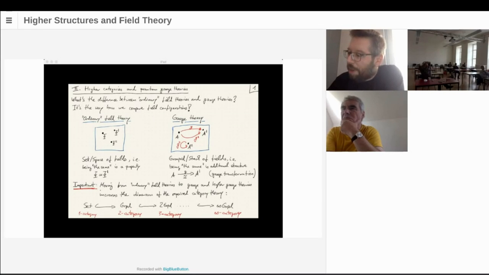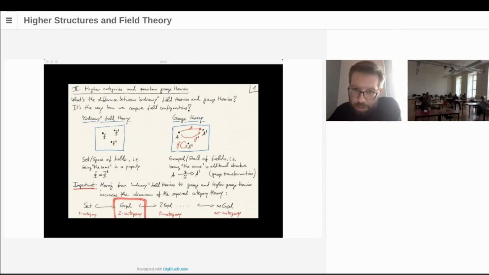So the important thing is that when going from sets to groupoids to higher groupoids, you go up in the categorical ladder. So you get higher categories naturally emerging, because the category of sets is an ordinary one category. The category of groupoids is more. It is a two category, because you have groupoids, maps between groupoids, functors, and maps between those functors, natural transformations.